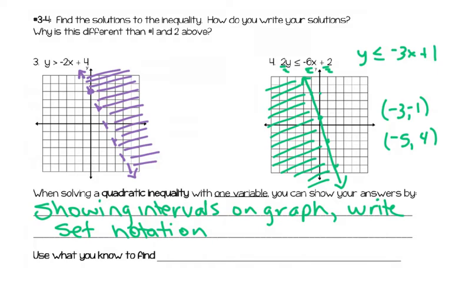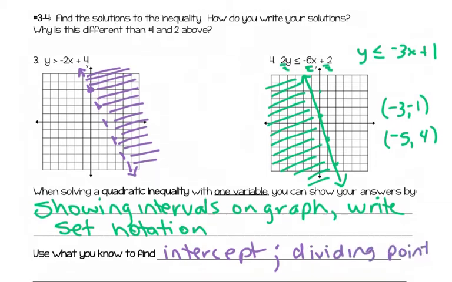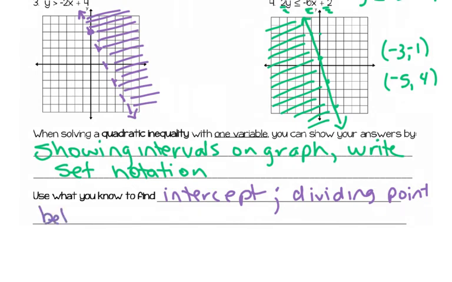So you're going to use what you know already about quadratics to find the intercepts. So where does this quadratic cross the x-axis? Because those are my solutions. Okay, remember that the intercepts are dividing lines or dividing points between things that are above 0 or positive and below 0 or negative.